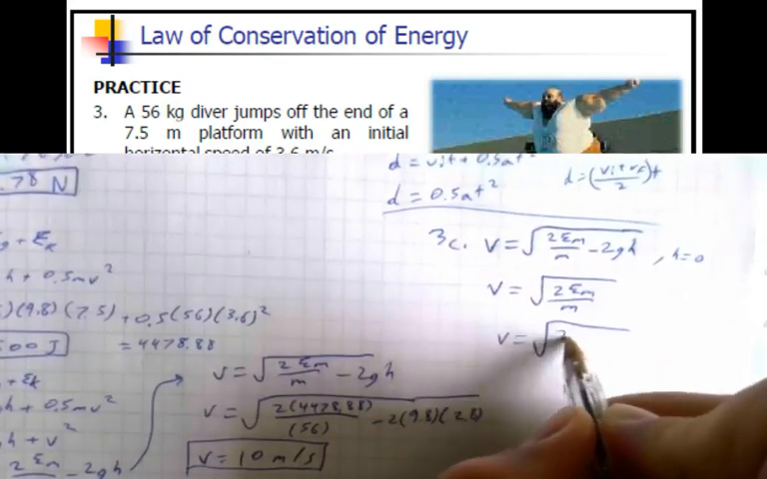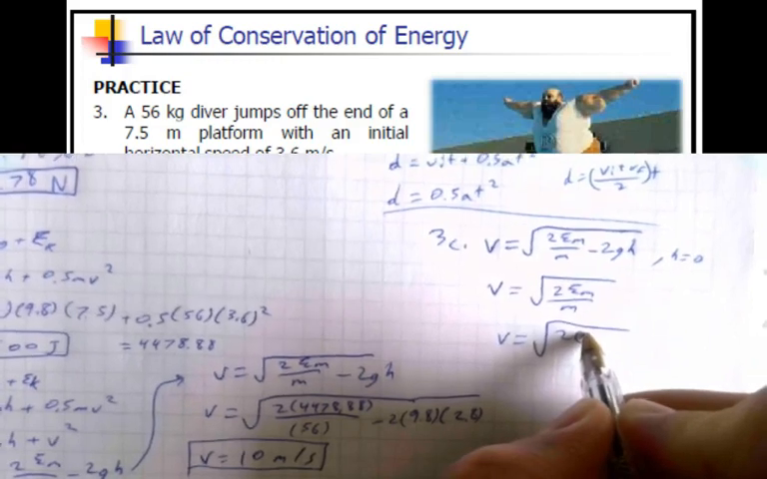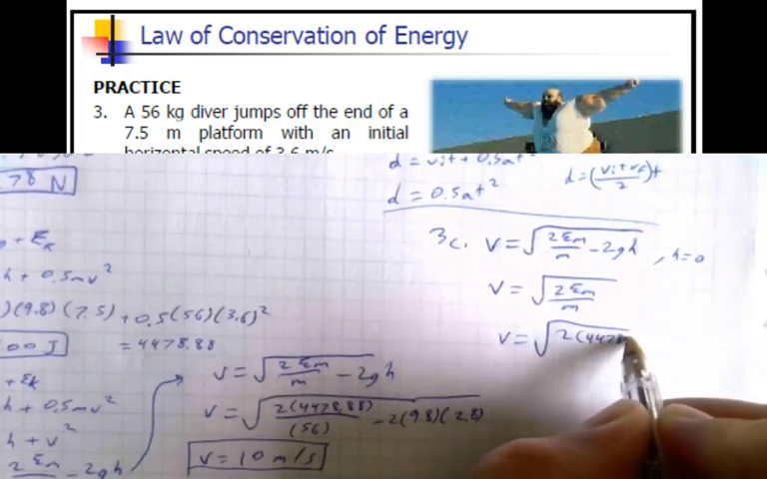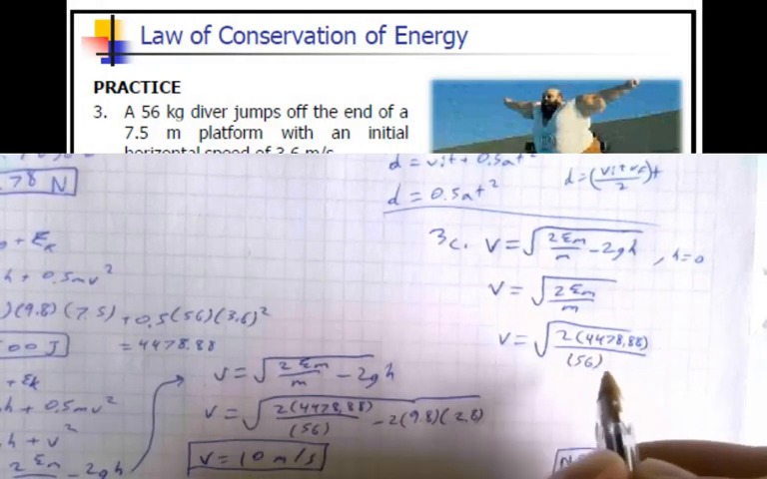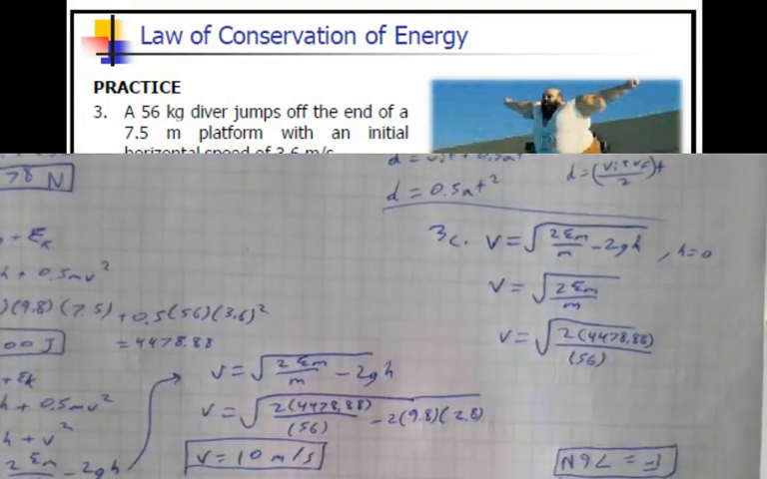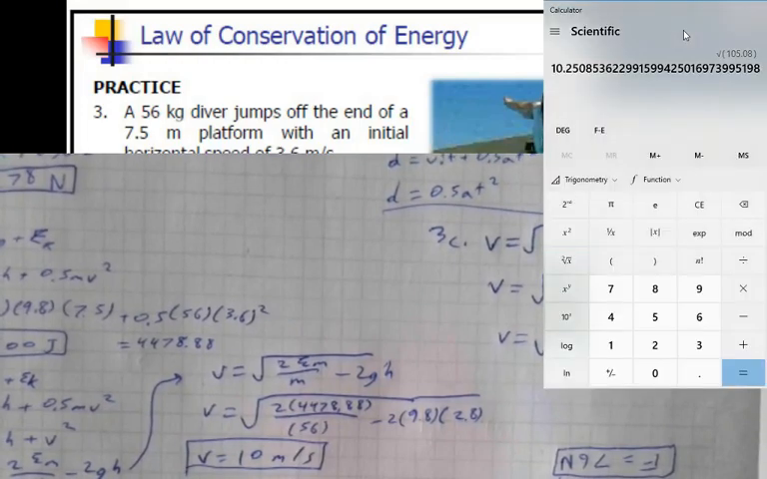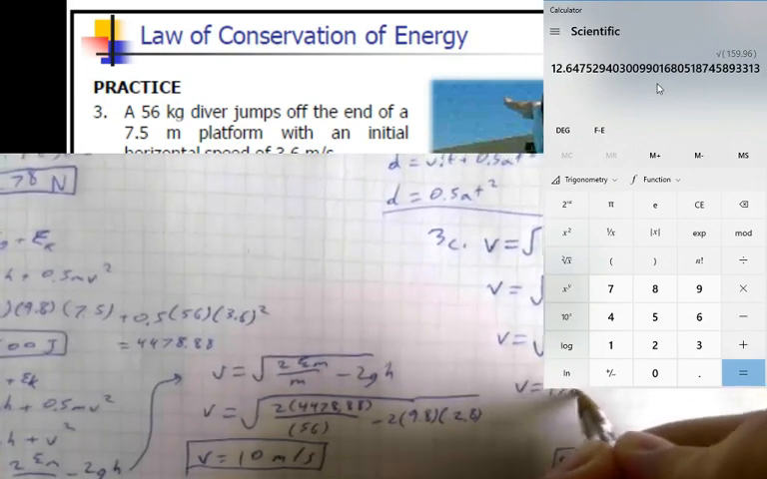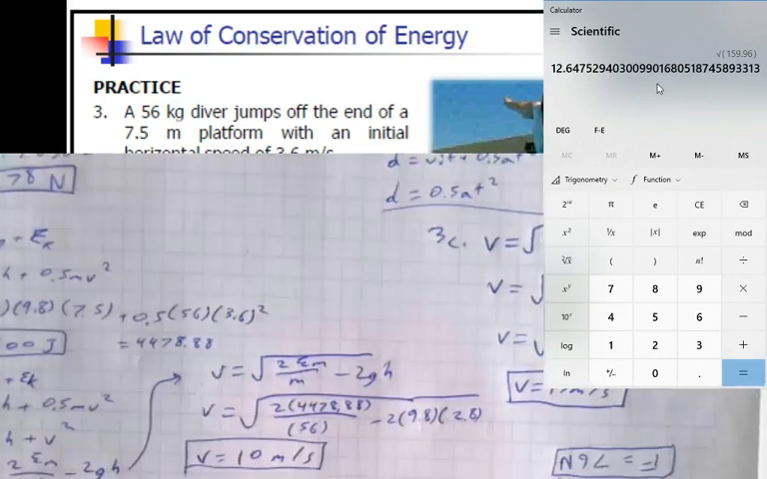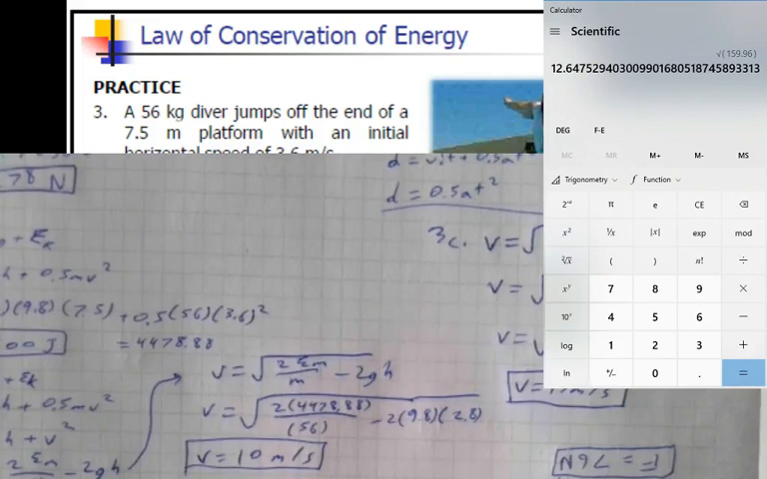So v equals the square root of 2 times 4478.88 over 56. So let's put that in our calculator. So we have 2 times 4478.88 divided by 56. I find the square root. I get 12.6, but rounding for significant digits gives me 13 meters per second. And that's our solution.